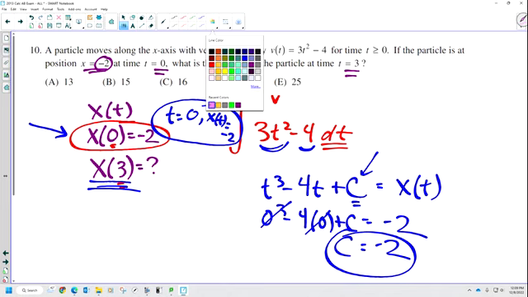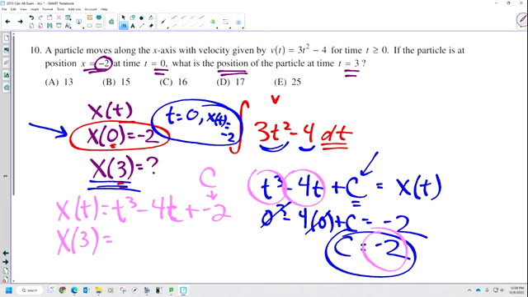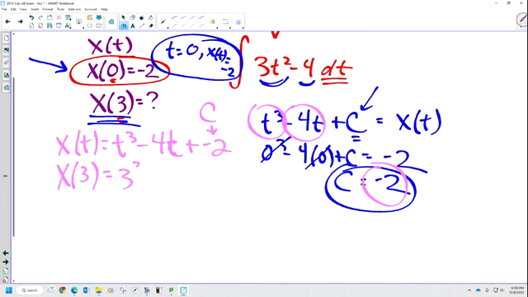Bam, white, purple, why not? So x of t equals t cubed minus 4t plus c, but we just figured out that c is negative 2. So now if I want x of 3, come on now. Now it's easy. 3 cubed minus 4 times 3 plus a negative 2. That's 27 minus 12, 15. Minus 2. What is that? 13? Is that 13? That's 13.